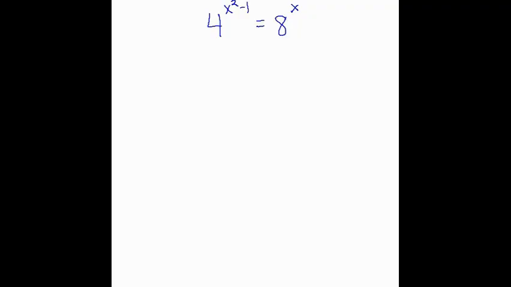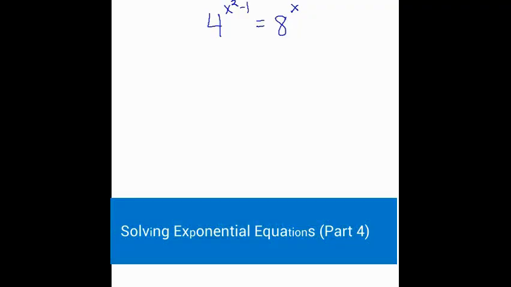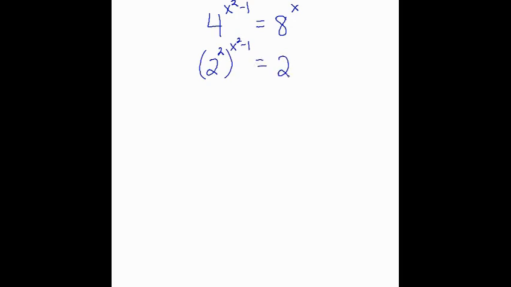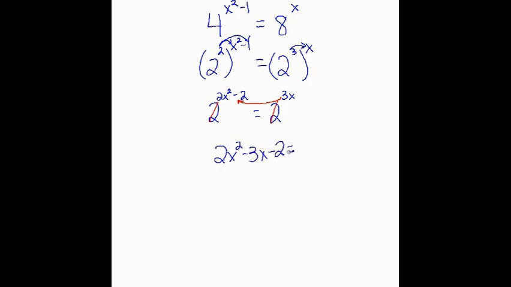Okay, let's go ahead and take a look at another exponential equation where we can find a common base. We know that 4 is 2 squared, and that would be x squared minus 1, and still in the exponent, we get 2 cubed to the power of x. Let's go ahead and distribute our exponents and multiply them together, so we get 2 to the power of 2x squared minus 2 is equal to 2 to the 3x. Now I'm going to go ahead and cancel the bases, and I can subtract 3x to the other side. So I get an equation of 2x squared minus 3x minus 2 is equal to 0.